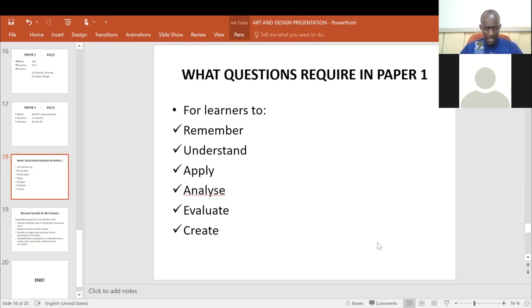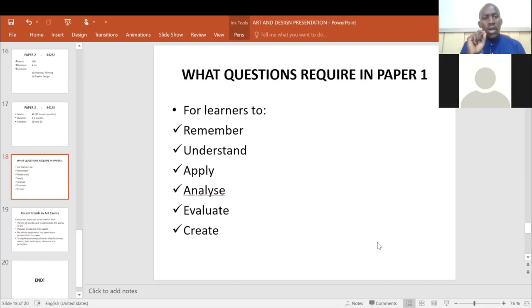For instance, when handling paper one, the learners are required to remember. What are you required to remember? You must exhibit the memory of the previously learned materials. What are these previously learned materials? I've given a breakdown of the 13 main topics in art and design, and each topic has subtopics, ranging from the definition. You must first understand the definition of the topics, the techniques required to create the art form, the description of materials and tools, and many more.